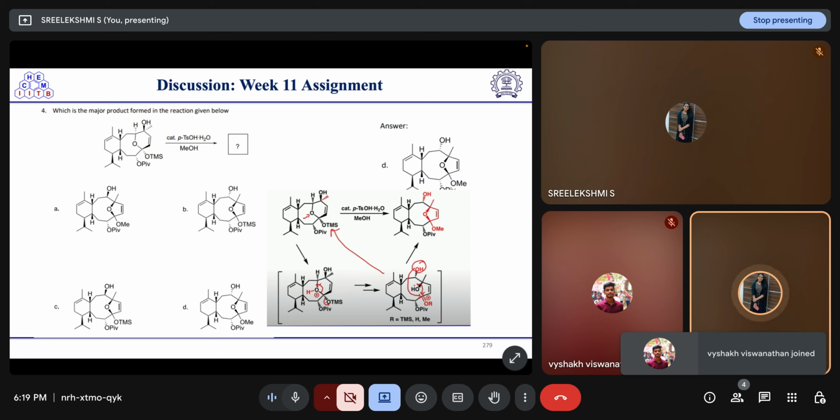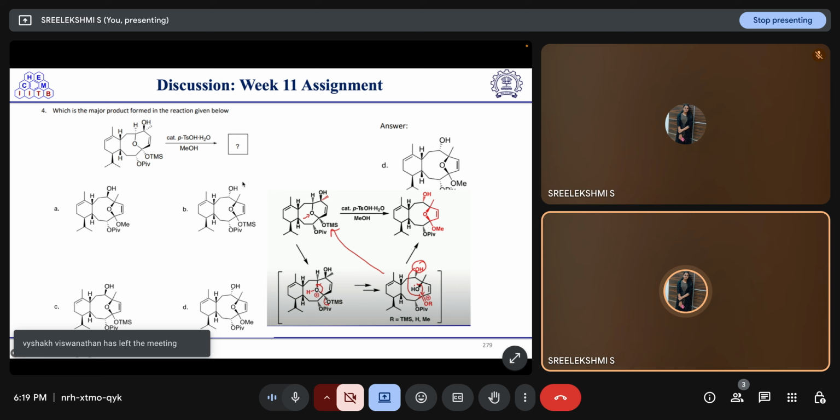So here, what is happening? Firstly, the catalytic amount of paratoluene sulfonic acid can protonate this oxygen, so it will form this particular intermediate. Then the lone pairs on the OTMS will fall over here, and this bond will break, and this will form an OH group at the center. Then this hydroxyl group is there, so that oxygen's lone pair will attack at this carbon center, and this bond will shift to form this furan type of ring system. So here the correct answer is option D.